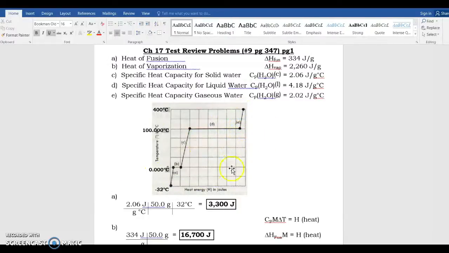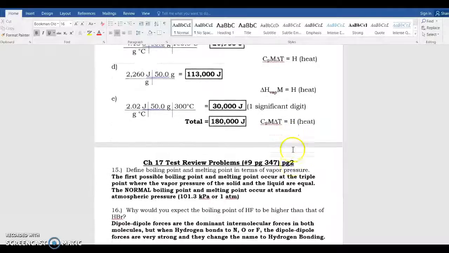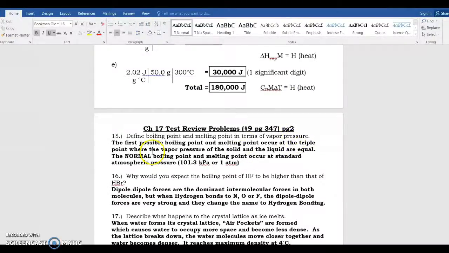Just to give you an idea of what this graph looks like, there's going to be some questions relevant to this graph and that scenario we just pointed out. Know how to use each one of these constants here, so that you are familiar with those things. These questions are really important to find boiling point, melting point in terms of vapor pressure. Make sure you know all those things, and it does talk about how boiling point is where the vapor pressure and atmospheric pressure must be equal.